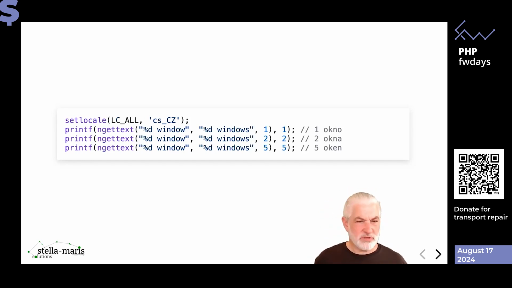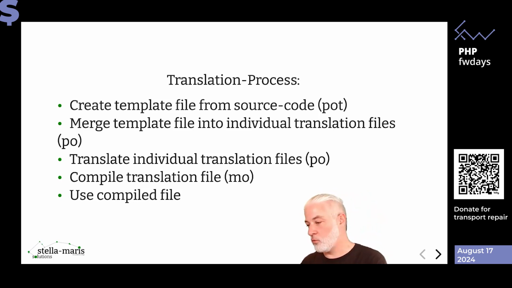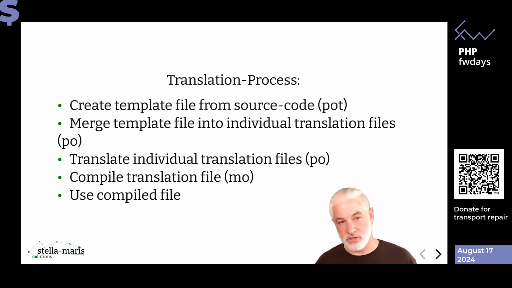The translation process is a bit odd because it requires you to create a template file from your source code, which is the so-called POT file. You then merge that template file into multiple individual translation files. So you have one translation file for German, one for Ukrainian, one for Serbian, one for whatever else you want. They are based on the POT file, and whenever the POT file changes, those changes can directly be merged into the PO file, so you don't have to recreate them all the time.